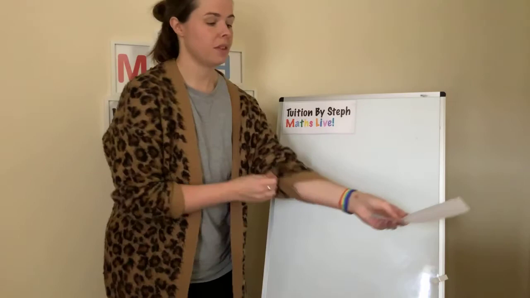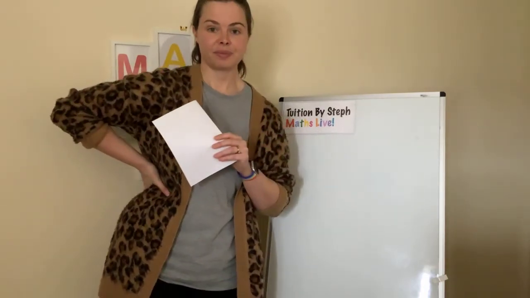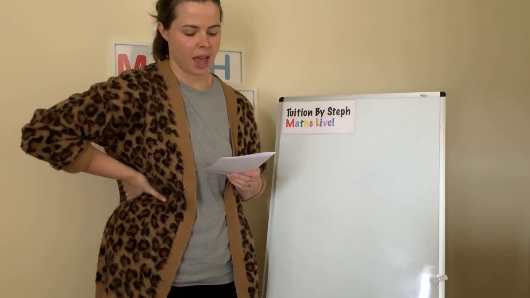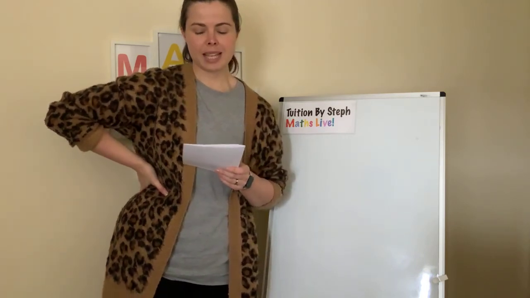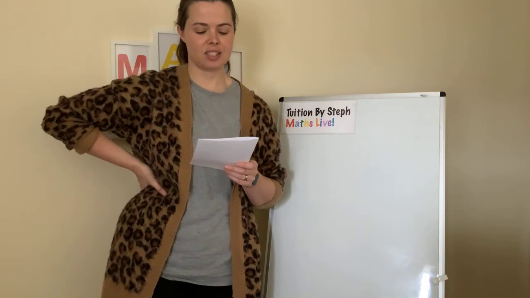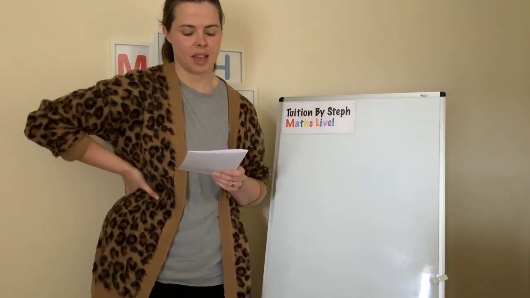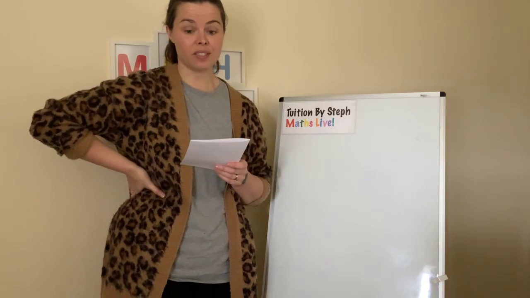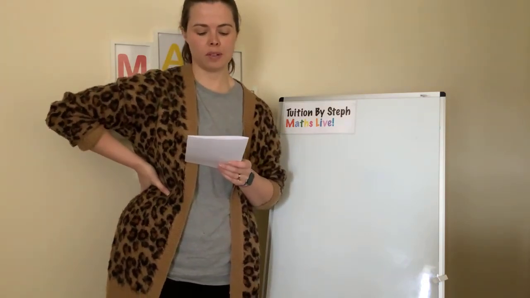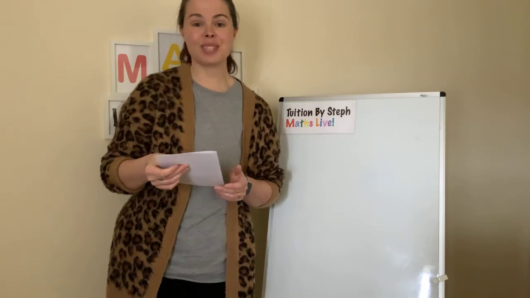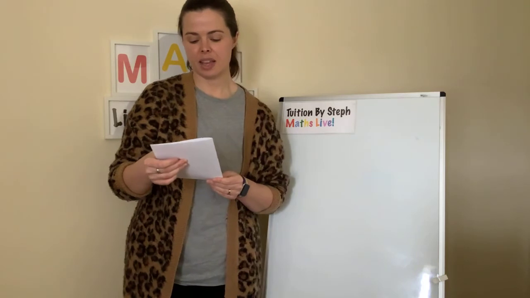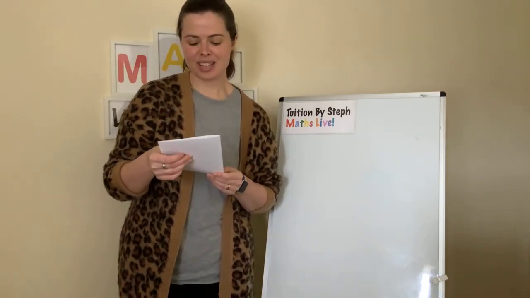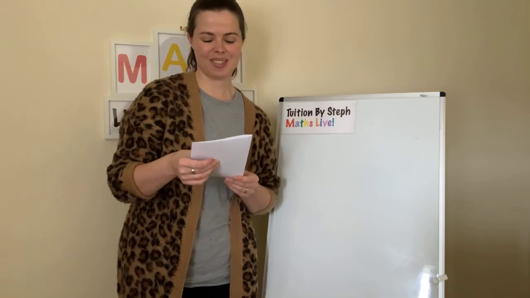So, first one, 3 times 5 is 15. Next one, 3 times 8, 3 8s are 24. Next one, 3 times 6, 18. 6 3s are 18, 3 6s are 18. Next one, 3 times 4 is 12. Next one, 3 times 9 is 27. Next one, told you, 3 times 7, 21.